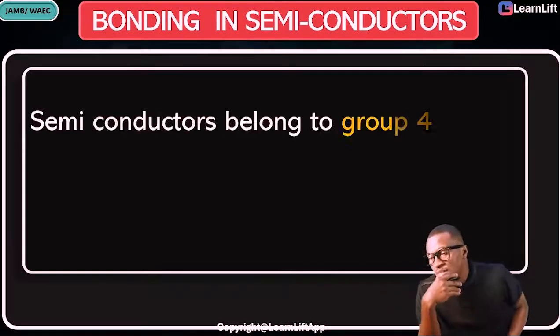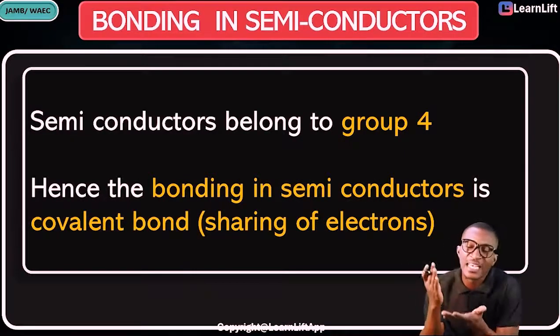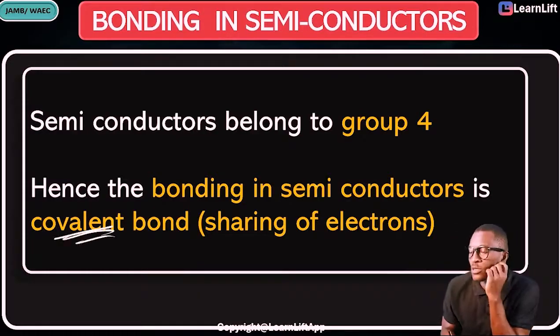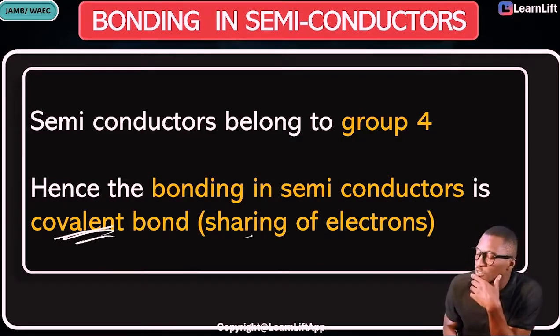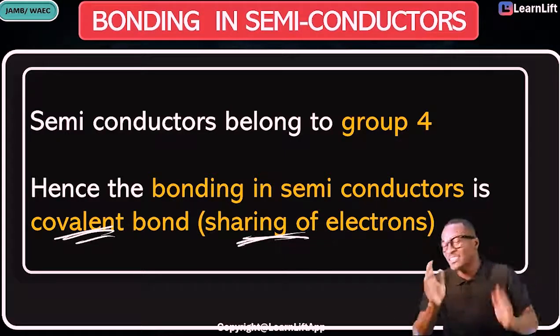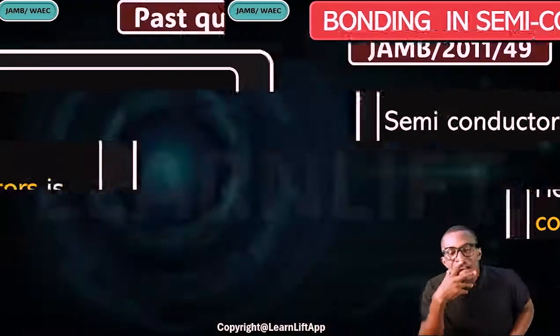Take note that semiconductors belong to group 4, and hence the bond in a semiconductor is a covalent bond. And what does covalent bond mean? It means sharing of electrons. Everybody, what is the bonding? You see the way I'm breaking the teaching. You should pass anything they ask here. So what is the bonding? They are known as group 4 elements.